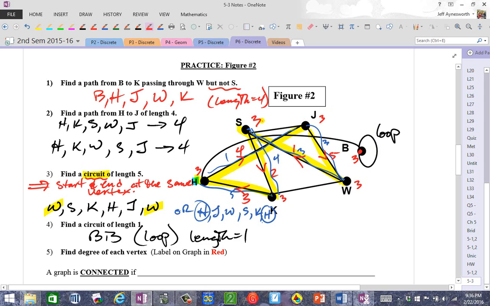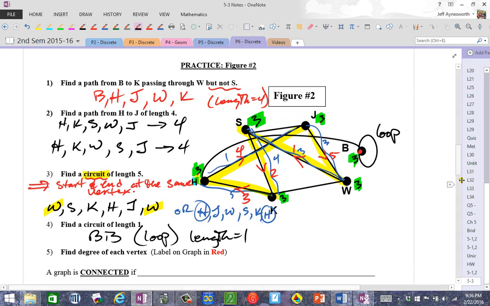I'll put the degrees in green here, like this, so you can see them. Okay, there we go. So you can easily see them there.